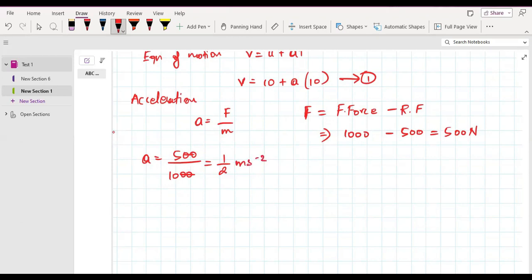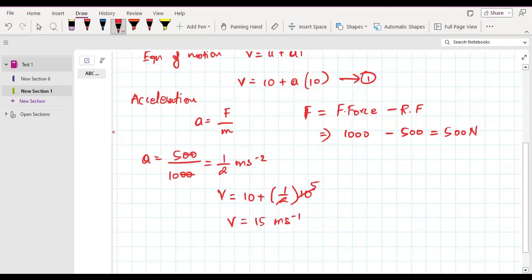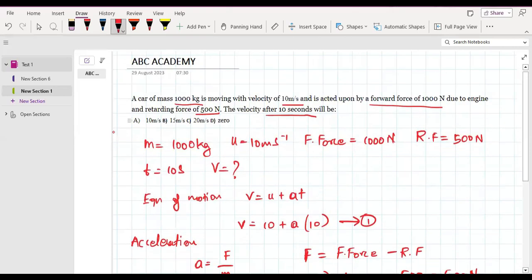So இந்த acceleration நம்ம வந்து என்ன பண்ணலாம்? velocityல first equation apply பண்ணிடலாம். So v is equal to 10 plus half into 10. So by cancelling this, you'll be getting 5. So 10 plus 5 will be 15 meter per second. So this is your answer. So according to the question, option B.